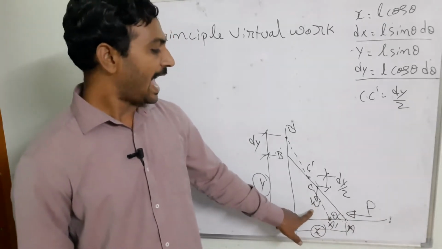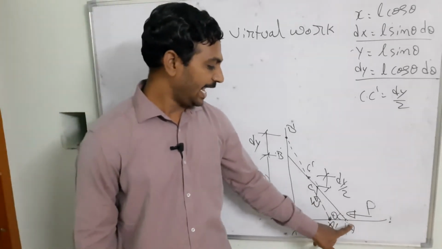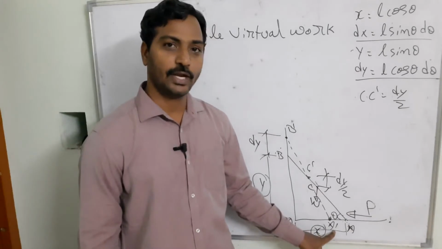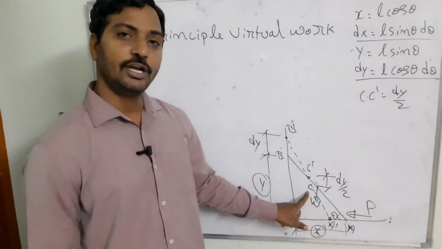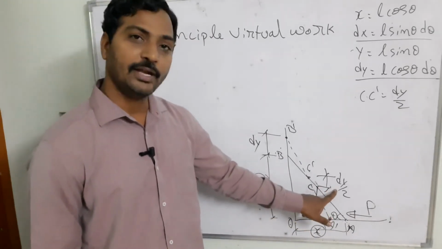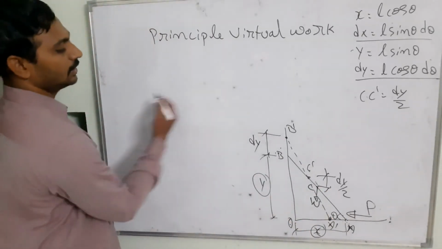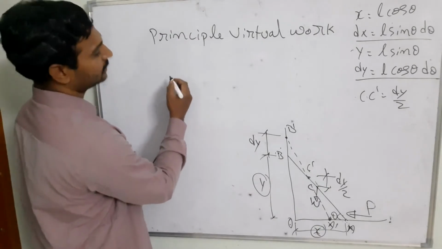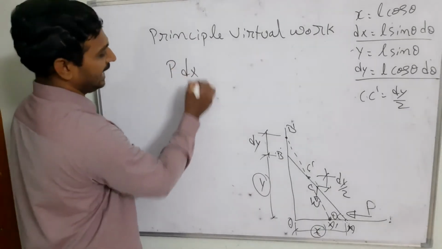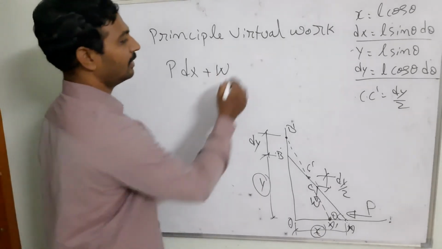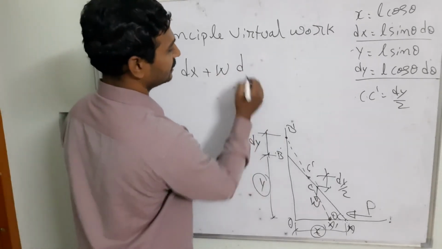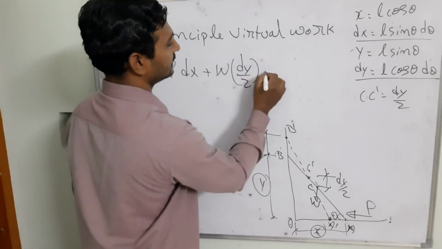So now, as we know that the displacement of the A dash is going to be dx, we got it. So that is P into dx. Similarly, the self weight is going to be W, and the displacement is going to be dy by 2 we are going to get. So the total virtual work is going to be P into dx plus W, the self weight of the member, times the distance dy by 2, is equal to 0.